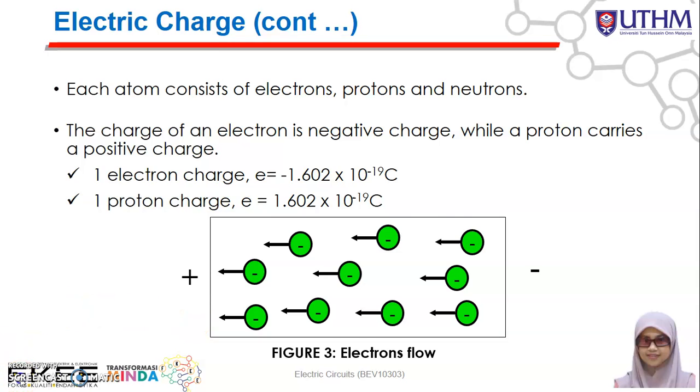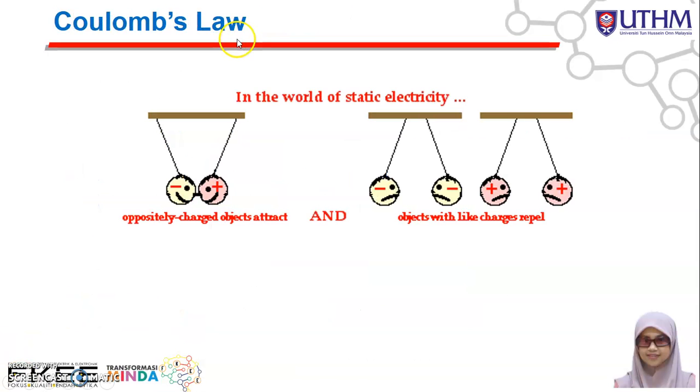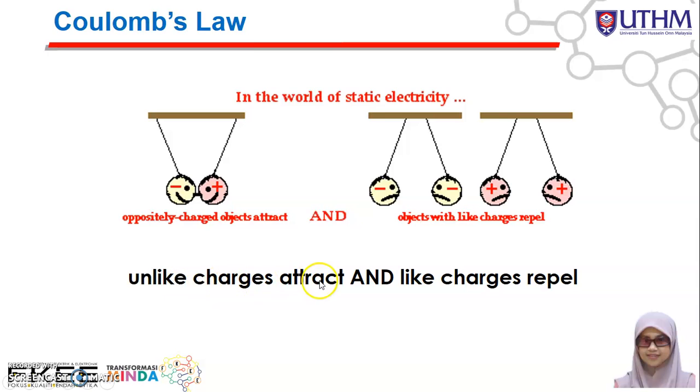So how about Coulomb's law? In the study of static electricity, oppositely charged objects attract, and objects with like charges repel. It is like a girl and a boy attracting each other: negative and positive attract, but girl and girl do not attract, so they repel. Unlike charges attract and like charges repel. This is the basic law defined by Coulomb.